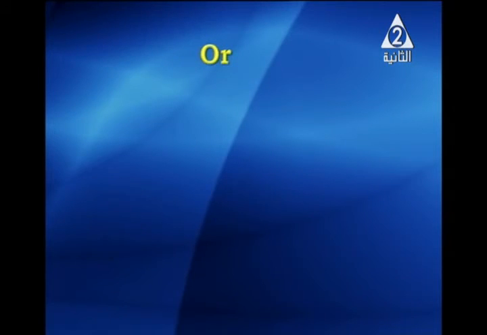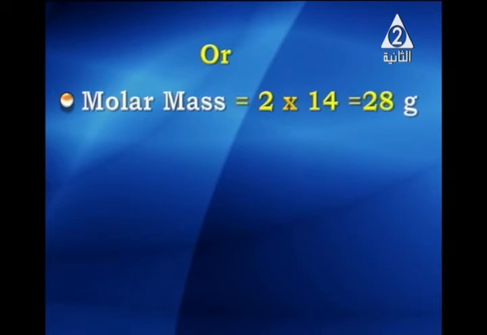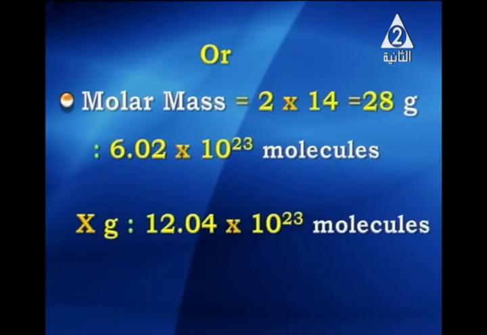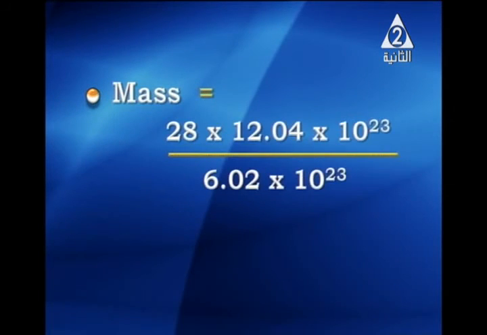Or we can solve this problem by ratio. As we know, the molar mass of nitrogen N2 equals 2 times 14 equals 28 gram. This is related to the molecules of 1 mole, which is 6.02 times 10 to the power 23 molecules. So x gram is related to 12.04 times 10 to the power 23 molecules. So the mass equals 28 times 12.04 times 10 to the power 23 over 6.02 times 10 to the power 23. It gives 56 gram.